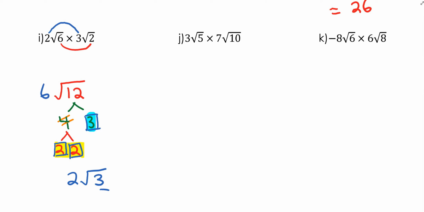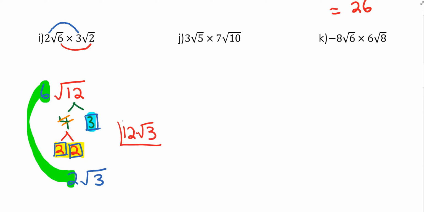And then just to finish up, remember we had a 6 here at the start, so this 6 will multiply with the 2, and our final answer is going to be 6 times 2, which is 12, so 12 root 3 is my final answer for that particular problem, 12 root 3.